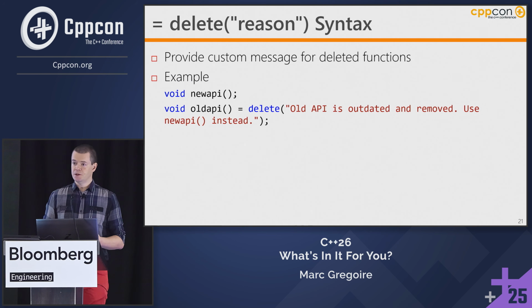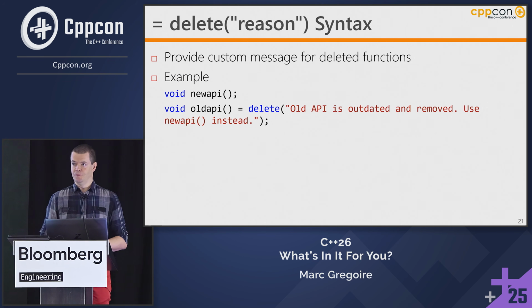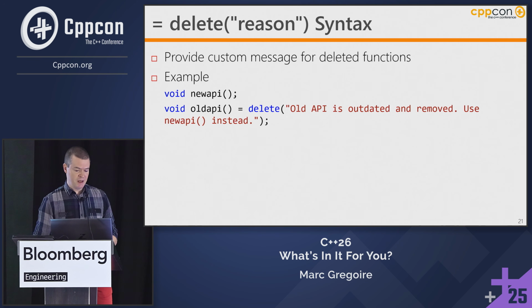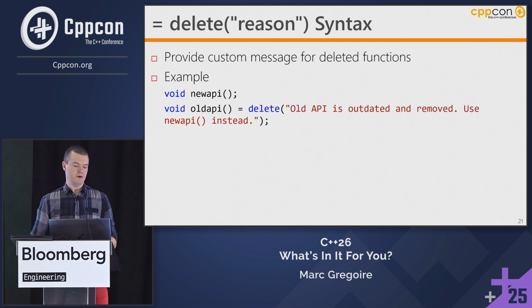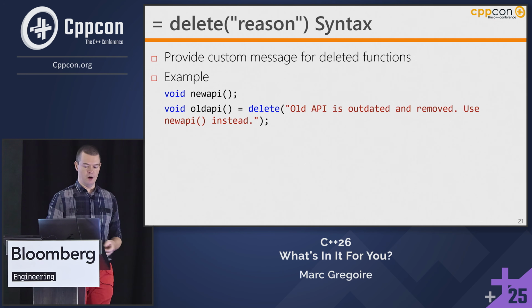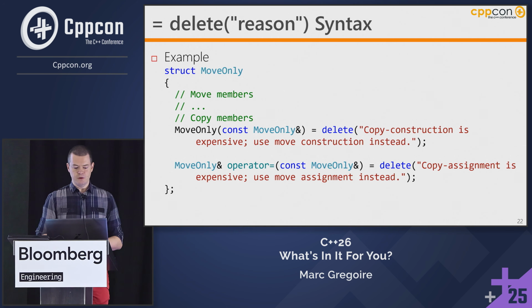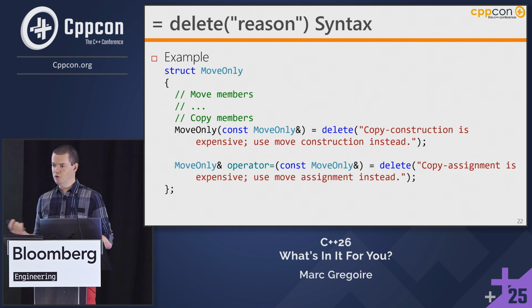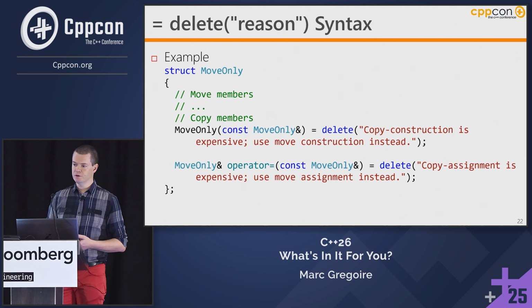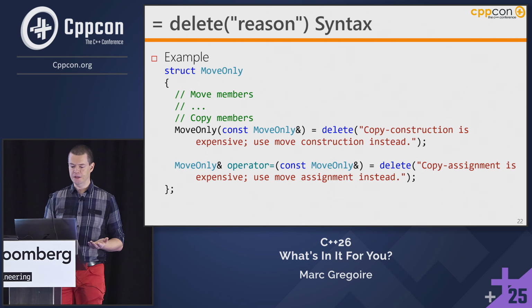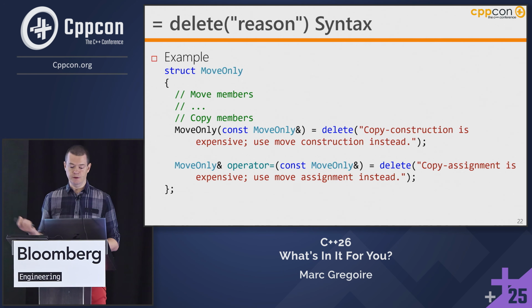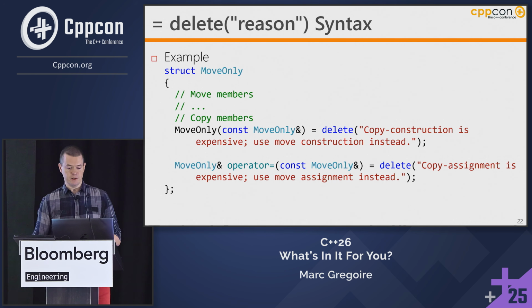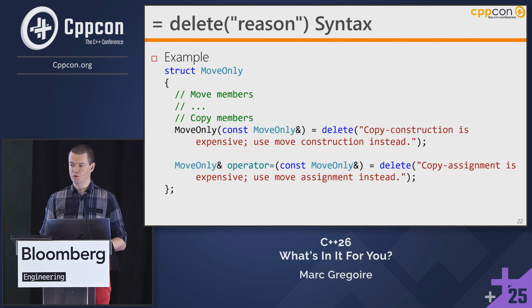Equals delete exists since C++11, but now you can specify a reason. So here we have a new API, and the old API function is deleted, and we explain why. An interesting use case here is if you have, for example, move-only types, where the copy constructor and copy assignment operator are deleted. You can add an explanation of why these are deleted. So in this case, we say copy construction is expensive, and so use move construction instead.